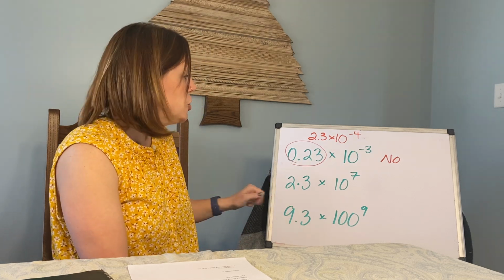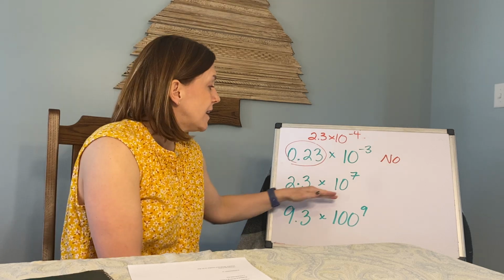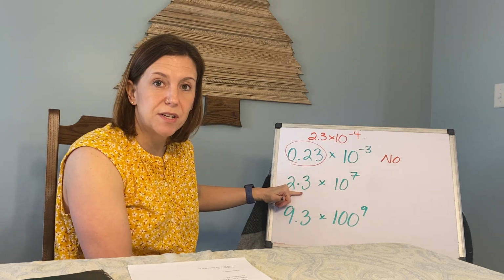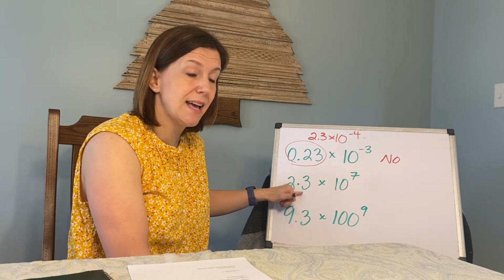My second example, 2.3 times 10 to the 7th. Well, again, I recognize that I have 10 to a power, and then I need to look at this first number, and this one is in that range of between 1 and 10.